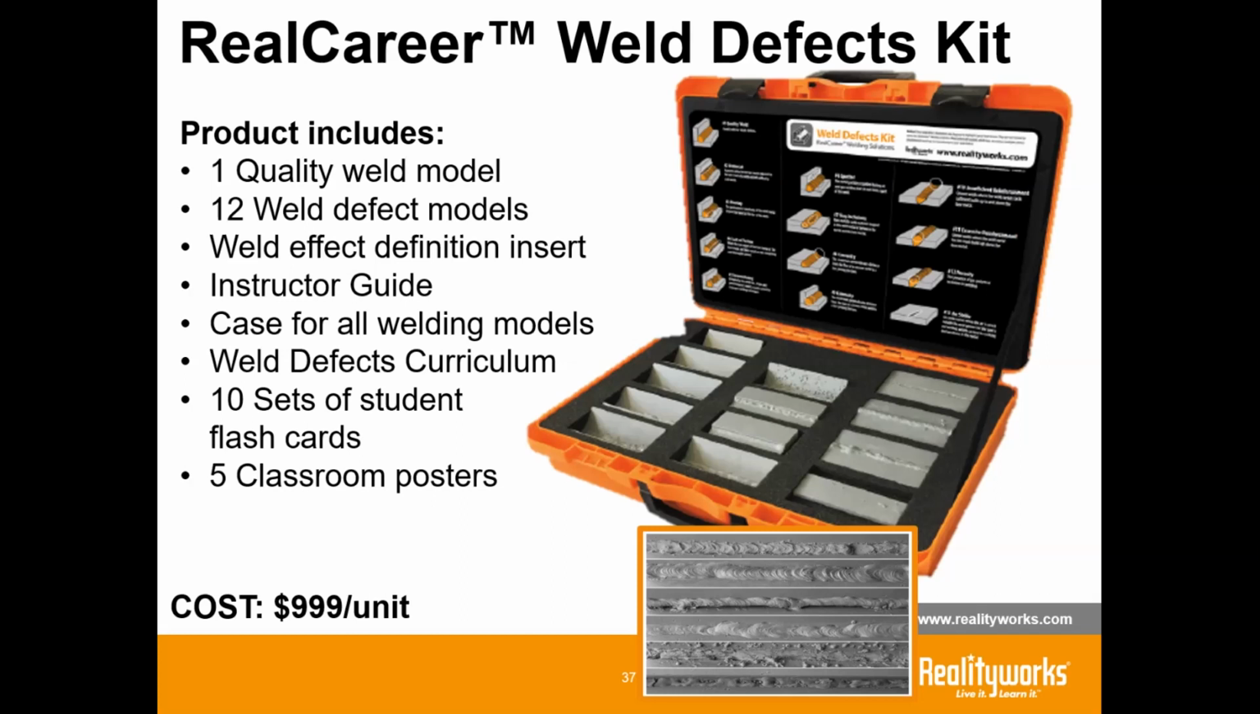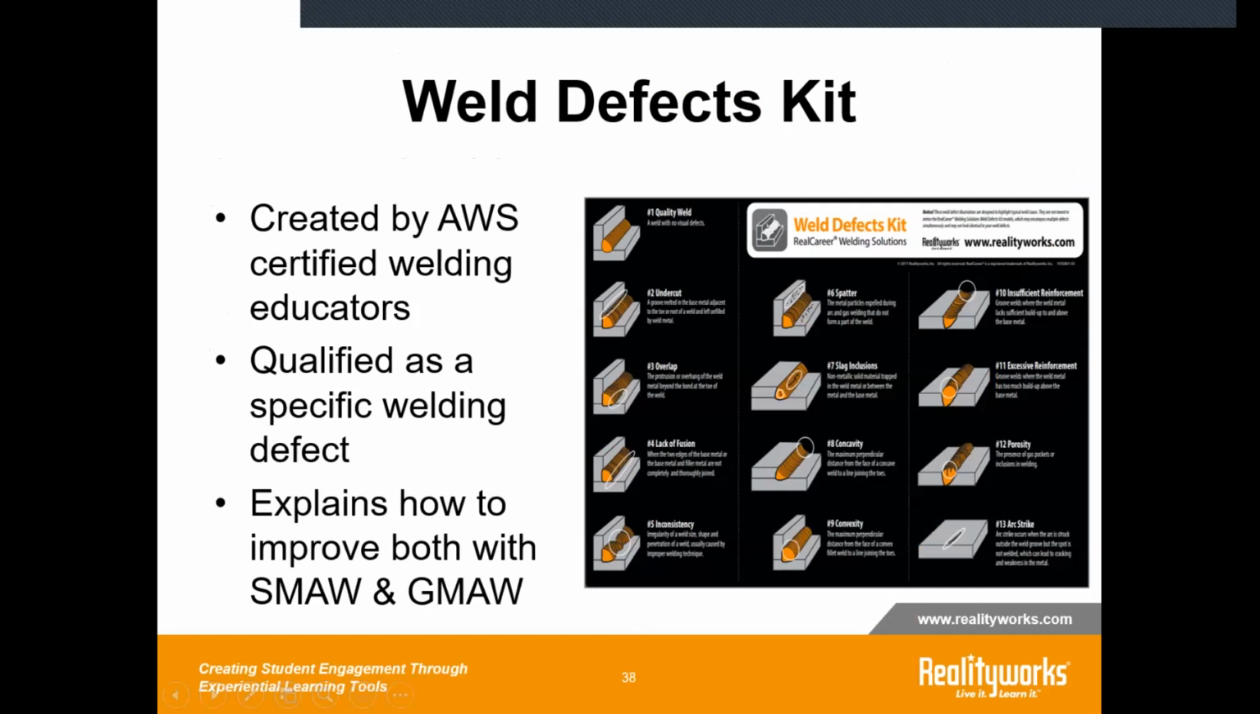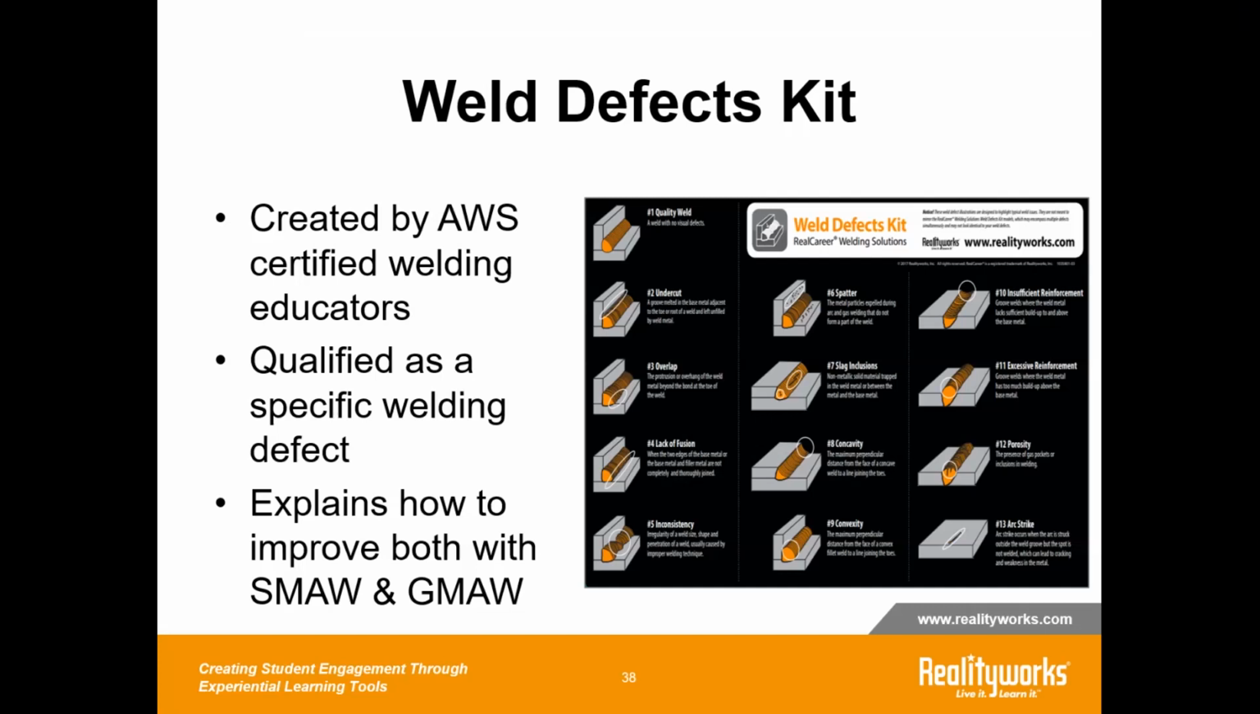And so again, these were molded with a hard plastic right over an actual weld that was done by an AWS certified inspector and educator. And what this helps with is, again, to get students to understand what the issue is, to be able to look at, okay, is it overlap or is this lack of fusion? How do I know what it is? And then it helps to explain both for SMAW and GMAW what they would need to then make that change. There's flashcards that go along with this as well.